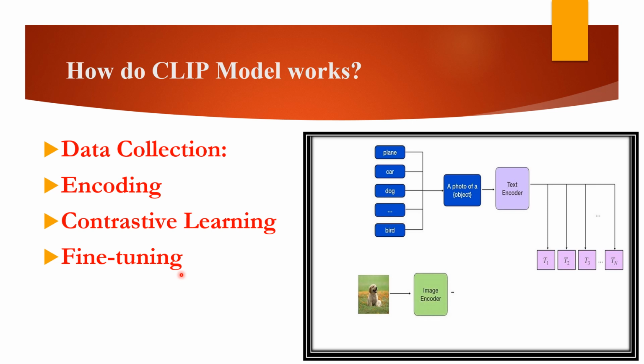And the result of this process is a powerful model that has learned to understand the relationship between images and text. And this understanding can be leveraged for a wide range of applications such as image and text classification, image-based search, and zero-shot image to text and text to image generation.